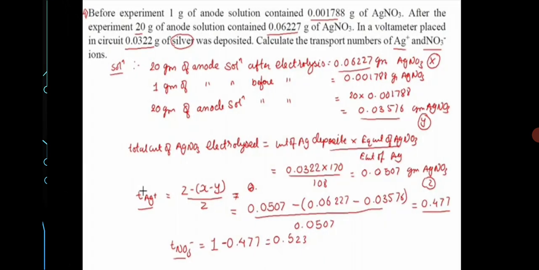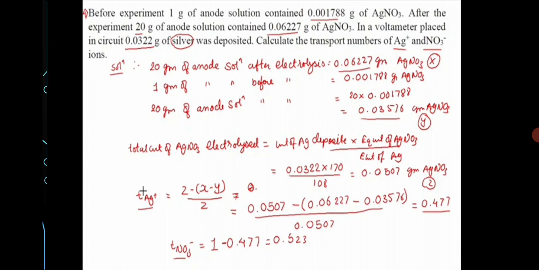Next one. Before the experiment, 1 gram of anode solution contained 0.001788 gram of AgNO3. After the experiment, 20 gram of anode solution contained 0.06227 gram of AgNO3. In the voltameter placed in the circuit, 0.0322 gram of silver was deposited. Calculate the transport numbers of Ag plus and NO3 minus ions.